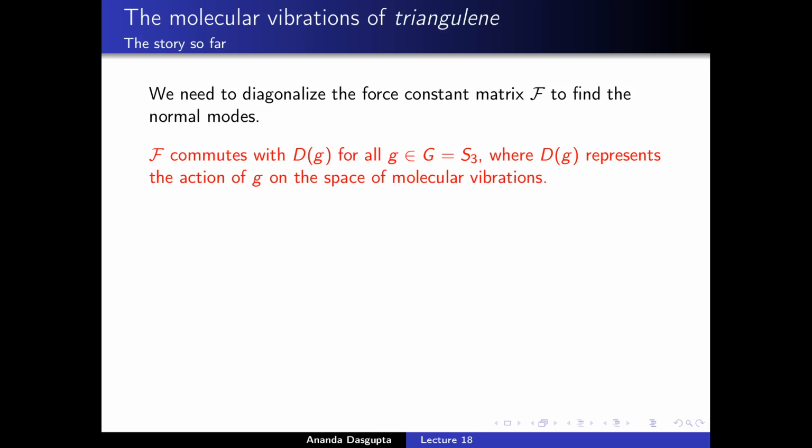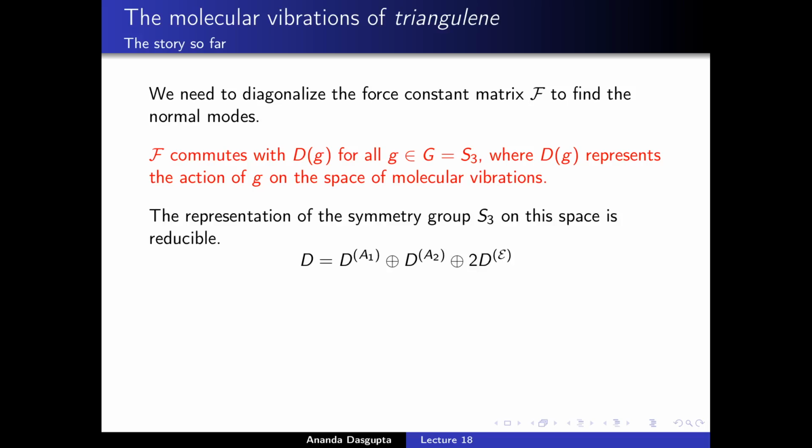Now, the representation of the symmetry group S3 furnished by the molecular vibrations happens to be a reducible one. In fact, the reduction is pretty standard and we worked it out in the last class. It turns out that this representation is actually a direct sum of one copy of the representation A1, the identity representation, another copy of the one-dimensional representation A2, the so-called pseudo-scalar representation in which all the rotations are represented by the number +1 and all the reflections by the number -1.